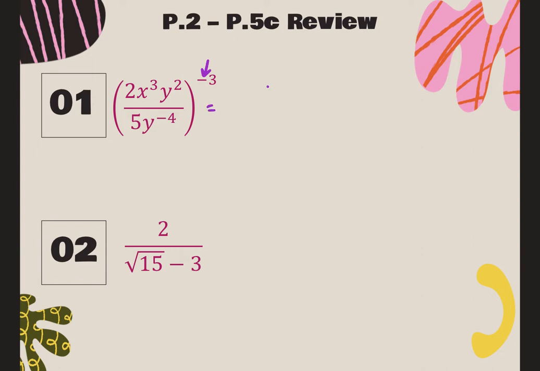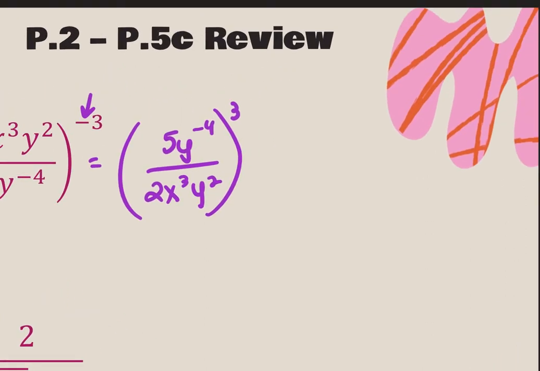So then this would become 5y to the negative fourth over 2x to the third, y to the second, raised to the third. So all that does is get rid of the negative on the exponent. Then each term inside that fraction has to get that exponent. So the 5 gets raised to the third. The y to the negative fourth gets raised to a third. And when we raise a power to a power, we multiply those powers.